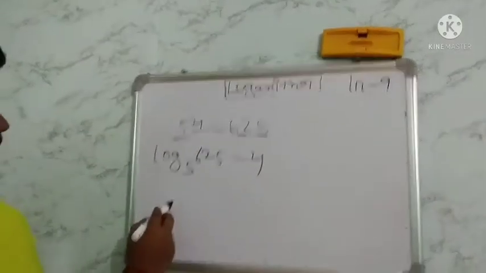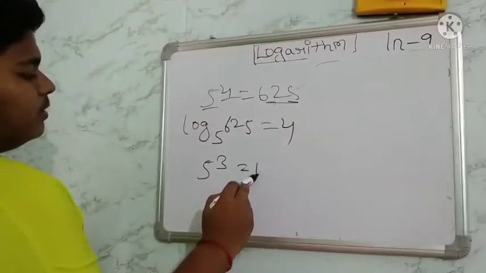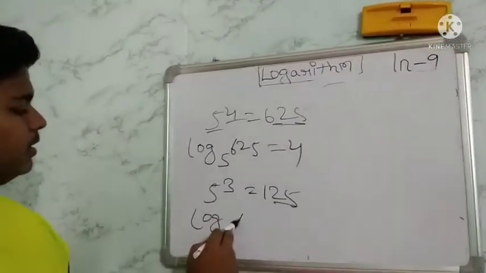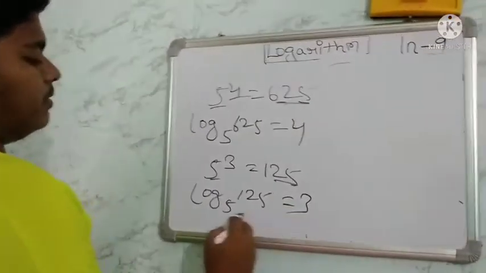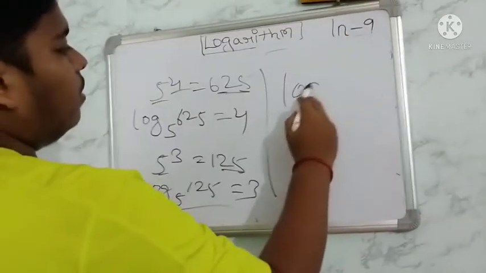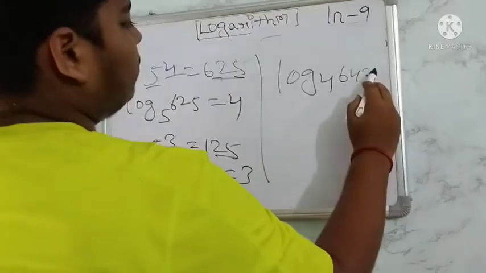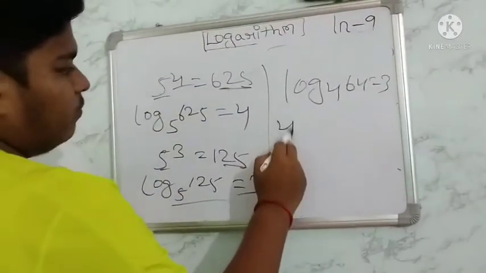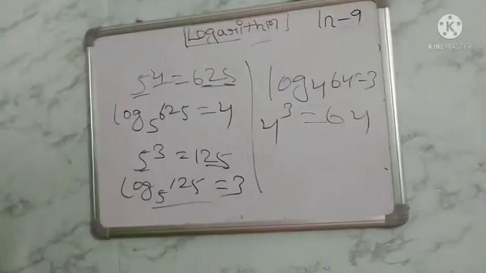One more. Let us take 5 power 3 is equal to 125. What will be written? Log, this will come here 125, the base 5 is written, equal to the power 3. To convert this, again we will see log 4 of 64 is equal to 3. How will we write? First we write the base 4, then power 3 is equal to 64. Like this we will learn.